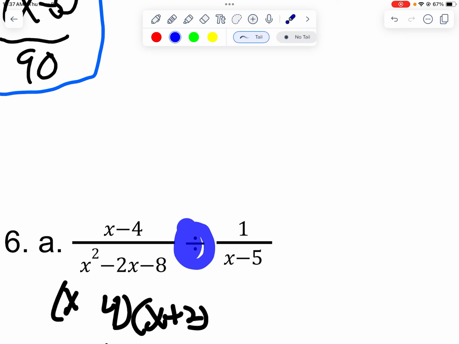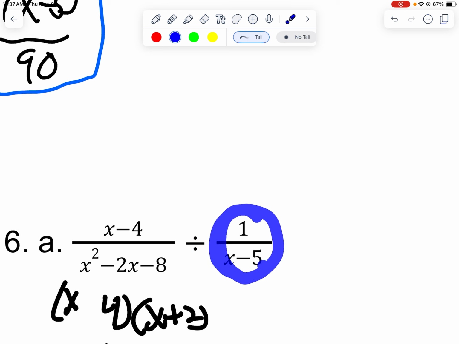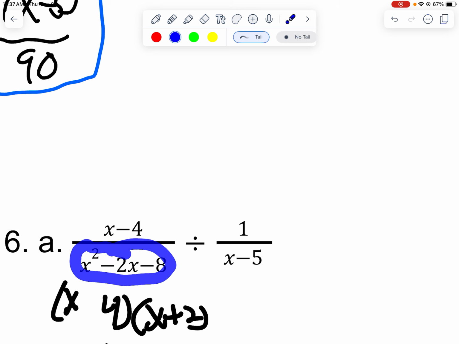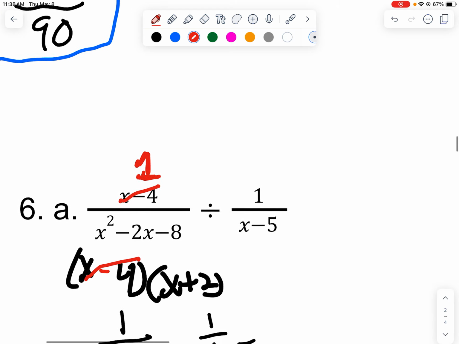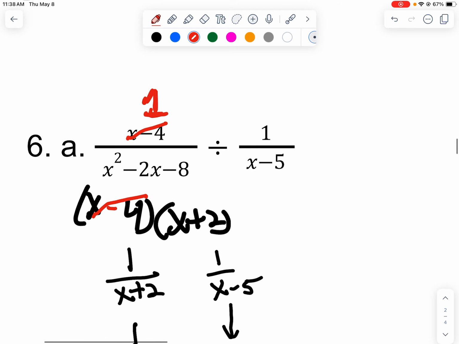On 6, you still have to factor, because we're going to turn this division problem into a multiplication problem by multiplying by the reciprocal of 1 over x minus 5. So my first thing is you should factor this trinomial. So that's going to be negative 4 and positive 2. Okay. Notice that x minus 4 and this x minus 4 divides out. Now it's just 1 over x plus 2 divided by 1 over x minus 5. Now, to turn division into multiplication, we flip, right, multiply.